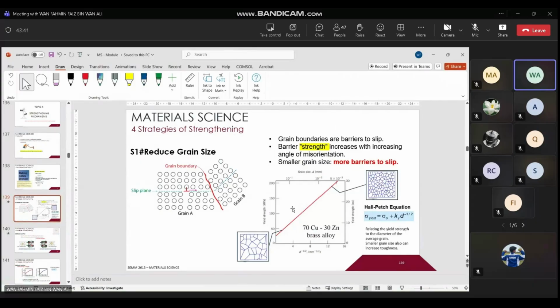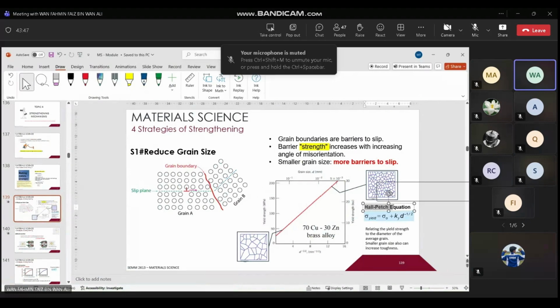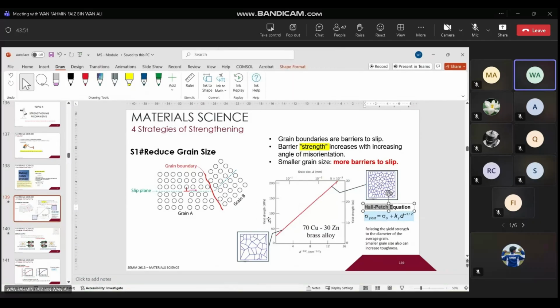And this behavior obeys the Hall-Petch equation. What does the Hall-Petch equation stand for? If you look into the diagram, the y-axis is yield strength. We're talking about yield strength here. Your x-axis is the size of the grain.